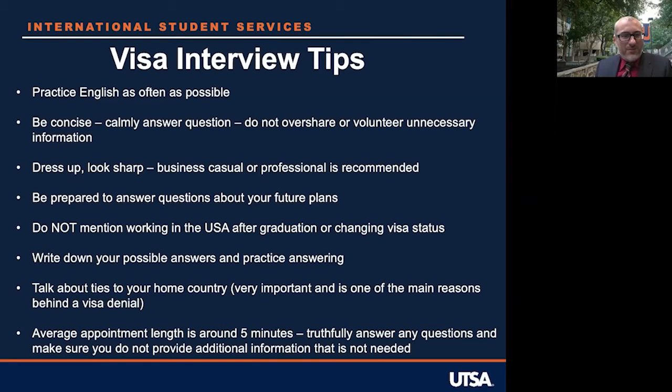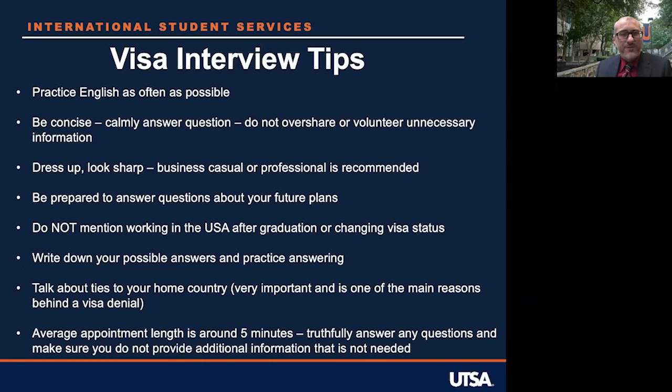And again, what I mentioned before, be prepared to answer questions about your future. They will ask questions, and that's where you need to be clear that the intent for you is to come to the US, get your F-1 visa, attend university, graduate, and return home. Nothing else. Again, do not mention working in the United States after graduation or changing visa status, because that opens up alternative intent. And it's always a good idea, practice, practice, practice makes perfect. Write down some of these answers before you go and practice your answers. There's nothing wrong with doing that. There's nothing wrong with being prepared. It's better to be prepared than be surprised.